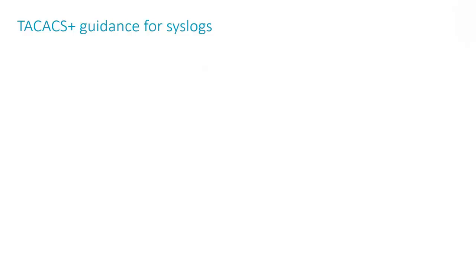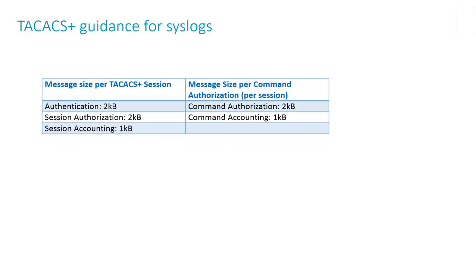Each event occupies a certain amount of syslog. Authentication occupies 2 kilobytes, and if you combine all of it, authentication through session accounting, it occupies 5 kilobytes. And command authorization and command accounting is per command once the session is created. So you can see that it can go up to 3 kilobytes. Now let's take a look at the use case, and let's take a look at an example.